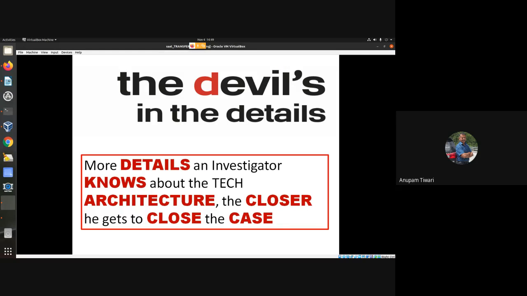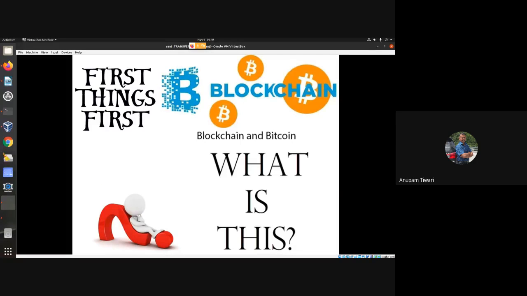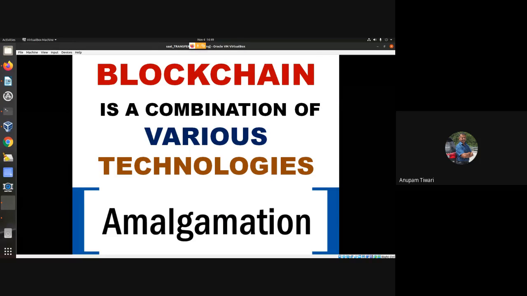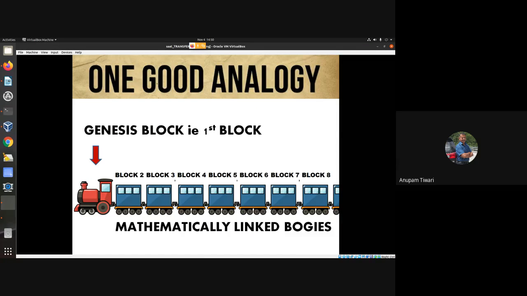So now we'll just start digging into what is held inside the Bitcoin blockchain from the point of view of investigations behind the scenes. Dr. Ashok had covered what a blockchain is. Basically it has two words, block and chain, an amalgamation of various technologies. Now he mentioned the Genesis block, but I'll just focus upon that.